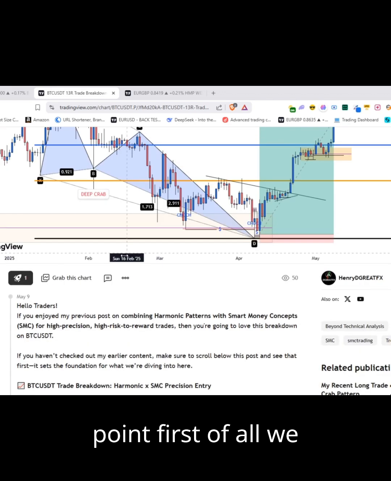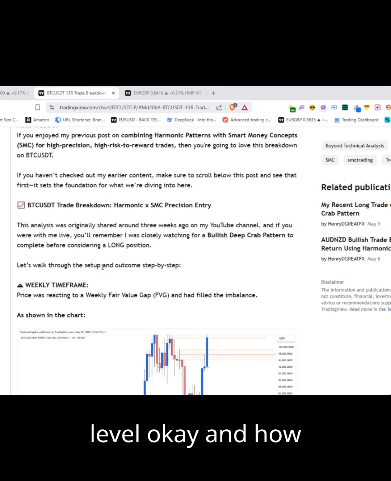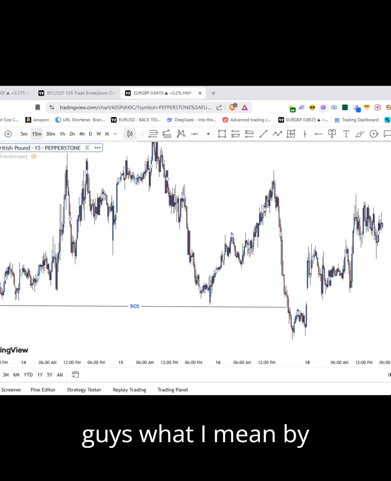First of all, we analyze the trade based on what key level, and harmonic patterns aligning with the key level, and then entry. So we started with the weekly time frame. Price was reacting to a weekly fair value gap and had filled the imbalance. So let's go to the chart and let me show you guys what I mean by that.